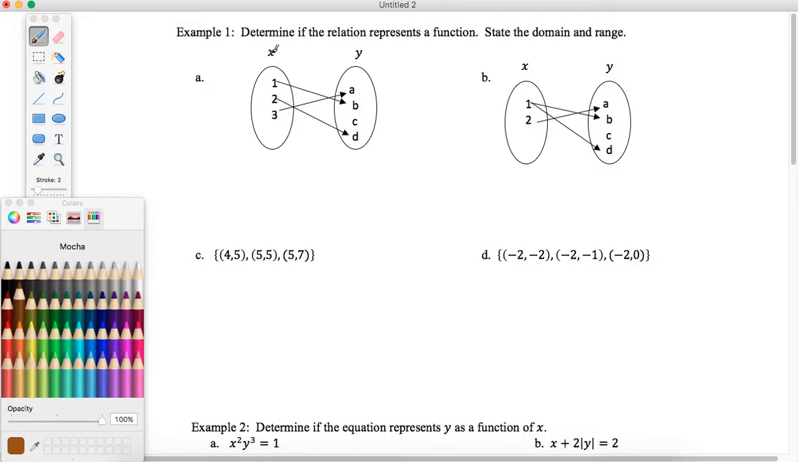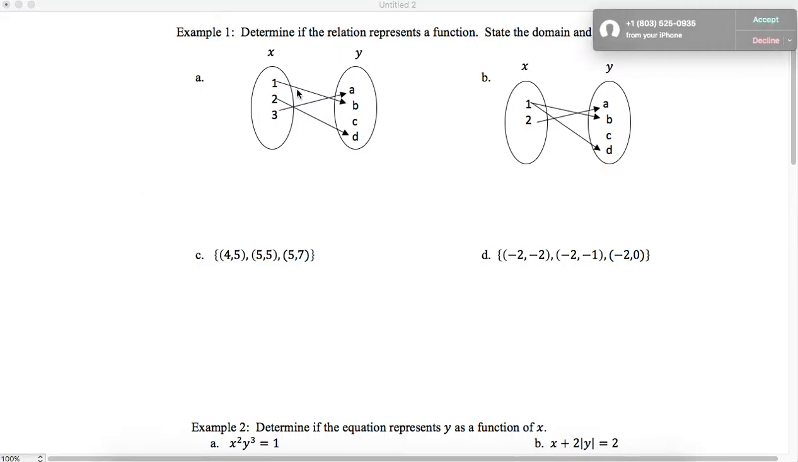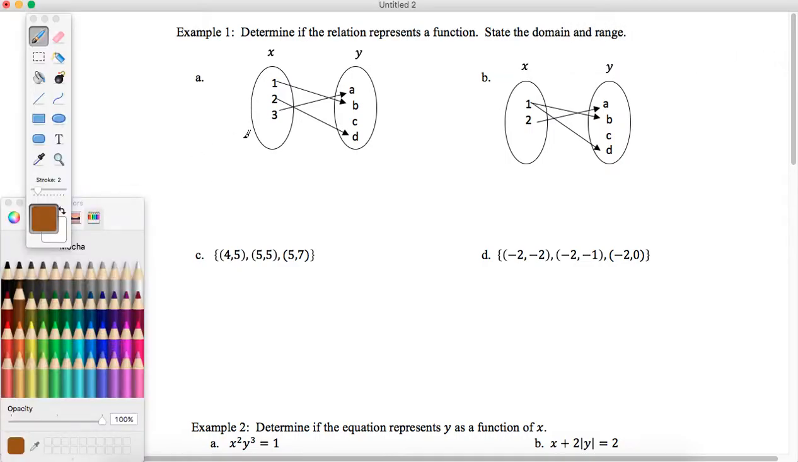Part A, we have x with the values 1, 2, 3, and y with values a, b, c, d. 1 gets sent to b, or corresponds to b, or gets assigned to b. 2 gets assigned to d, and 3 gets assigned to a. I want to know whether this is a function or not. As long as each input gets assigned to one output, I can say it is a function. Since that is the case here, this is a function. Each input goes to one output.